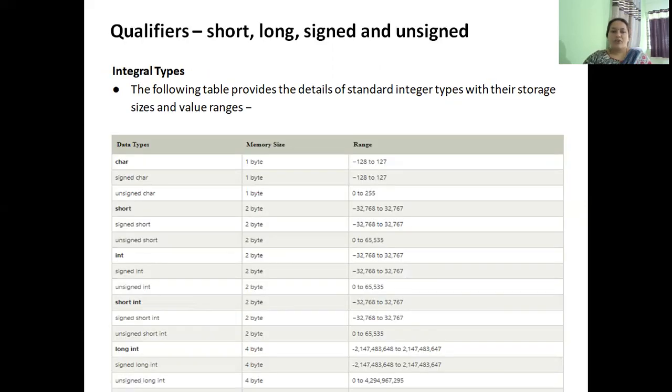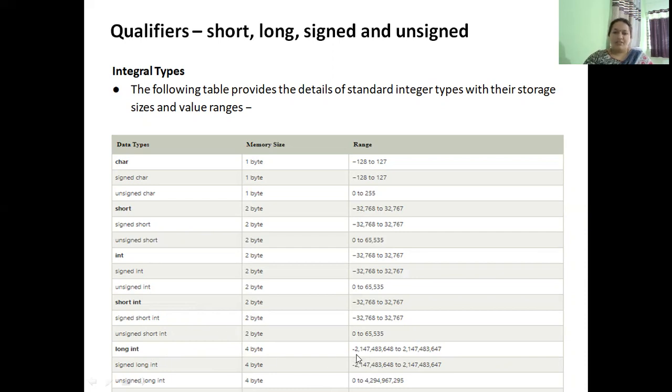Next, we have the long int type. For long int, the memory size is 4 bytes, and 4 bytes means 32 bits. The value of 2 power 32 is 4,294,967,296. This range is subdivided into positive and negative for long int and signed long int.